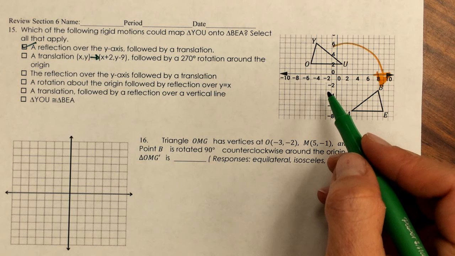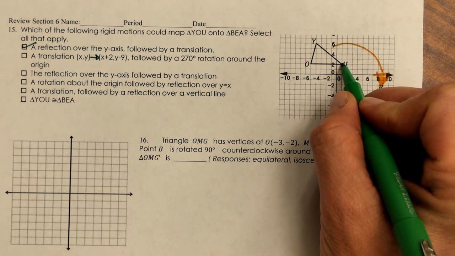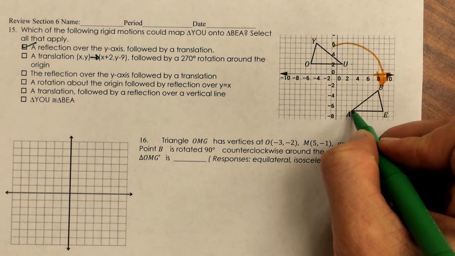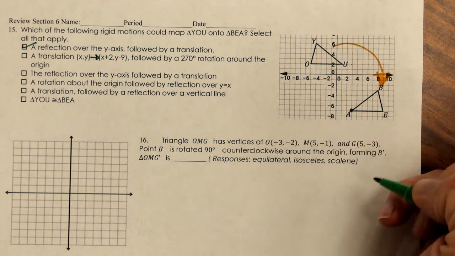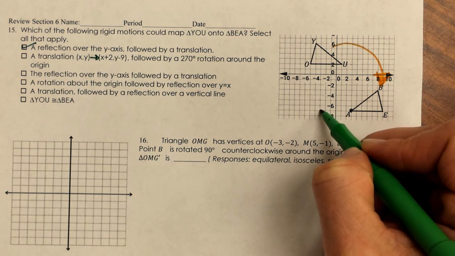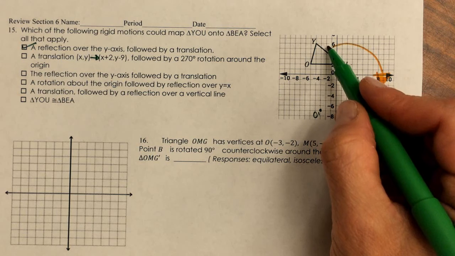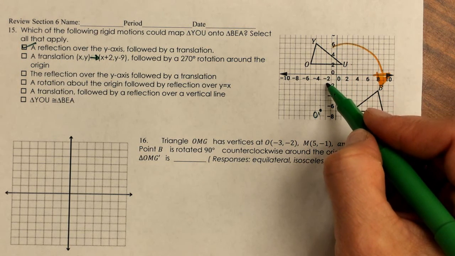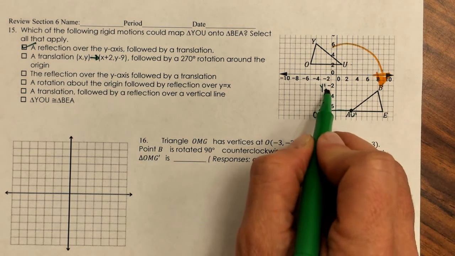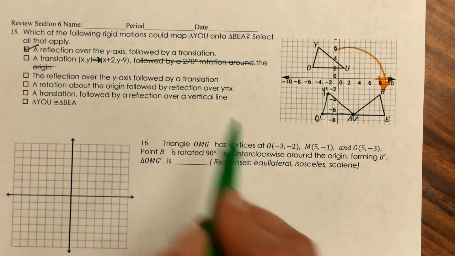A translation of everything by 2 to the right and down 9, followed by a 270-degree rotation around the origin. Okay, so 1, 2, down 1, 2, 3, 4, 5, 6, 7, 8, 9. U lands on A. So that's 1 point. 1, 2, 1, 2, 3, 4, 5, 6, 7, 8, 9. That would be O prime. This was U prime. And then Y is over 2, down 9 here. So this would be Y prime. This would be our triangle. And then it says followed by 270 degree. No, that didn't work. That would not put us on top here.